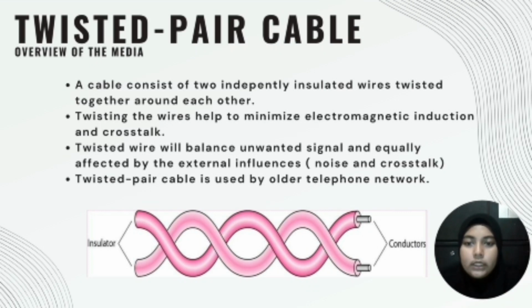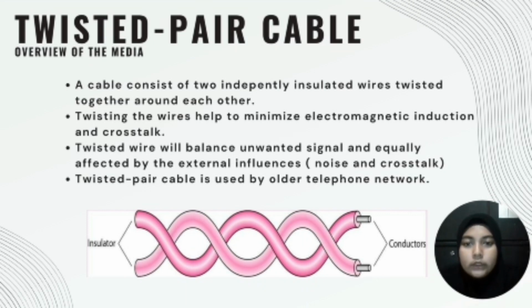Twisted pair cable is a cable that consists of two independent insulated wires. They are twisted together around each other. The purpose of twisting the wire is to help minimize electromagnetic induction and crosstalk. Twisted wire will balance the unwanted signal and be equally affected by external influences such as noise and crosstalk. Twisted pair cable is widely used by the older telephone network.